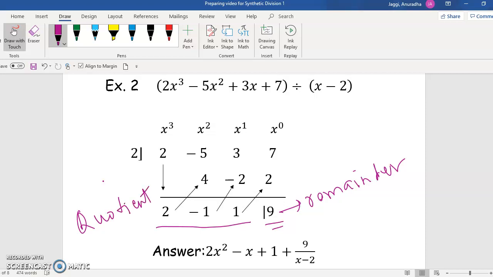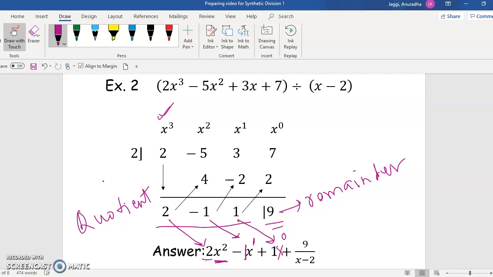How do you write down the answer now? How do you write down the quotient? See the highest exponent, what power does it have? If it's x cubed, the starting power of the quotient will be x squared. Where does the coefficient 2 come from? It comes from the first number here. And after x squared, we know is x to the power 1, and then x to the power 0. So the next number comes from this, which is a -1, and then comes the last number.